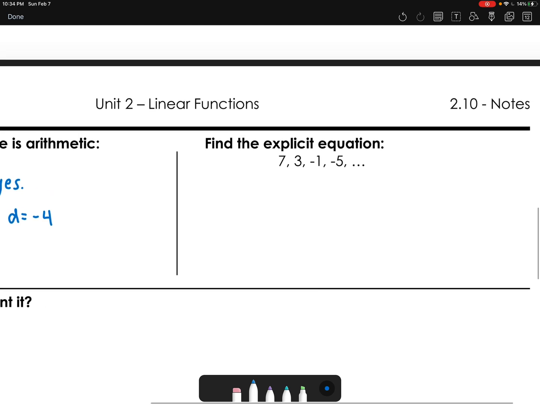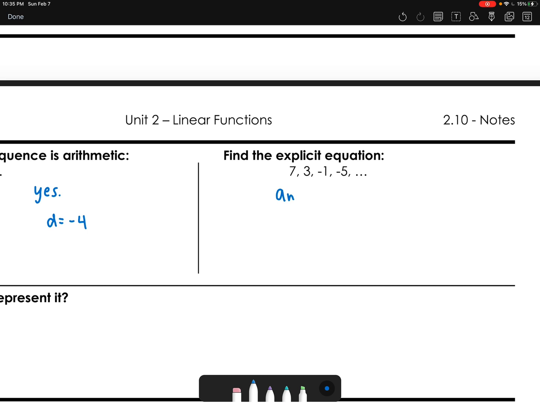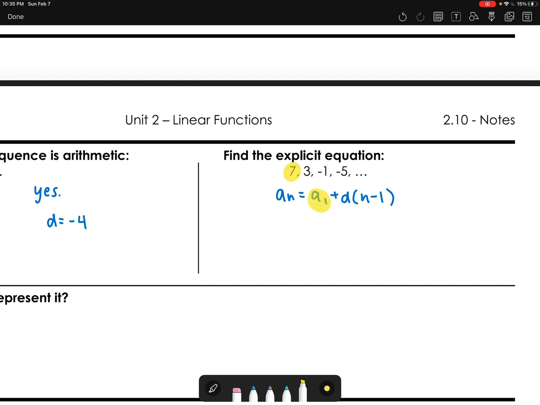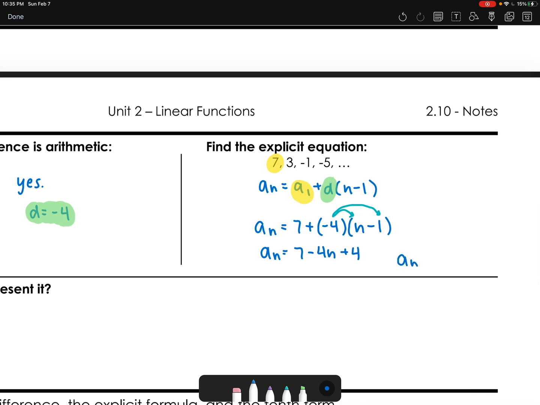So now that we have determined that it is, we can find an explicit equation for it. Again, I'm going to get in the habit of writing a sub n equals a sub 1 plus d times n minus 1. That's our formula here. I'm going to plug in my a sub 1 as 7, because that's the first term in this sequence. And remember, we found d in the last part of this question, which was -4. So a sub n equals 7 plus -4 times n minus 1. And remember, we are distributing this -4 to everything inside the parentheses, that n and that -1. So we have a sub n equals 7 minus 4n plus 4. Once we combine our like terms, a sub n equals -4n plus 11.